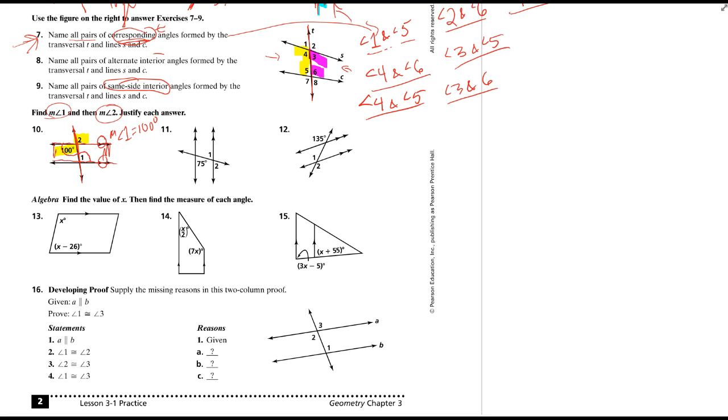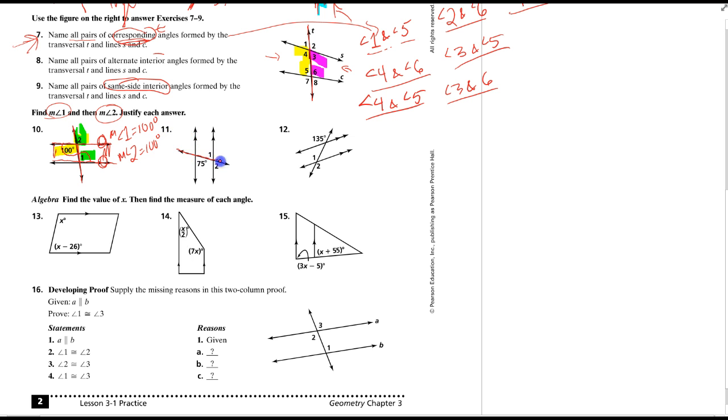And now, since we're learning new terms, let's talk about corresponding angles. 1 and 2 are corresponding. When the lines are parallel, corresponding angles are congruent. So the measure of angle 2 is also 100.